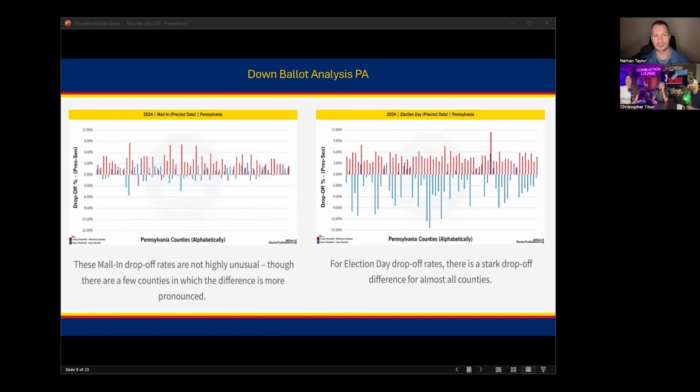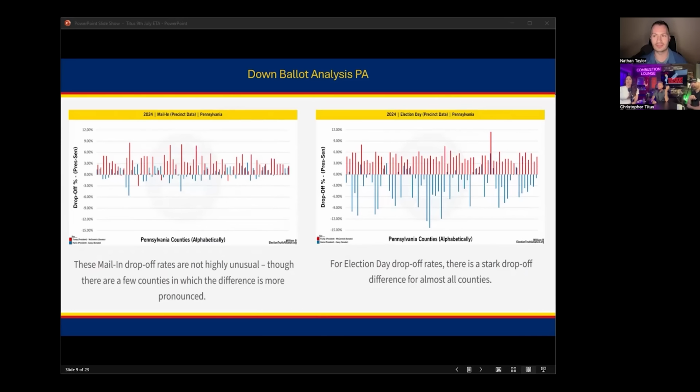Yep. And we talked about concerns with mail-in ballots looking far more normal voting-wise? Mm-hmm. Well, we've put that here for you. This is Pennsylvania for 2024. We have mail-in on the left. It looks a lot more like 2016 for North Carolina. Yeah, it looks like a normal election.